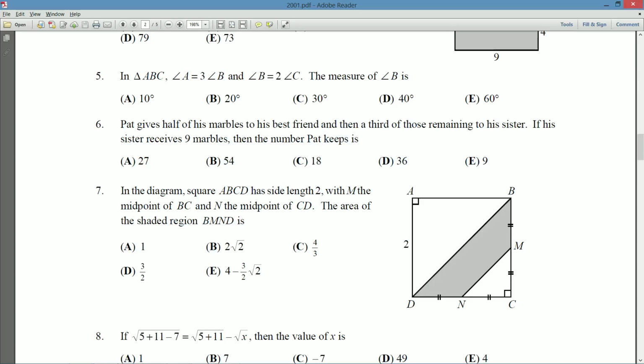So, we could do this one of two ways. It's all about what variable we pick. So we want the number Pat keeps. So we could maybe say Pat keeps, we'll let that variable be K. Okay. And figure out a relationship, because we're given a whole bunch of information. Half the marbles go here, then a third of the remaining go here. Figure out a way to get K or 9, the 9 marbles that his sister gets, in terms of K.